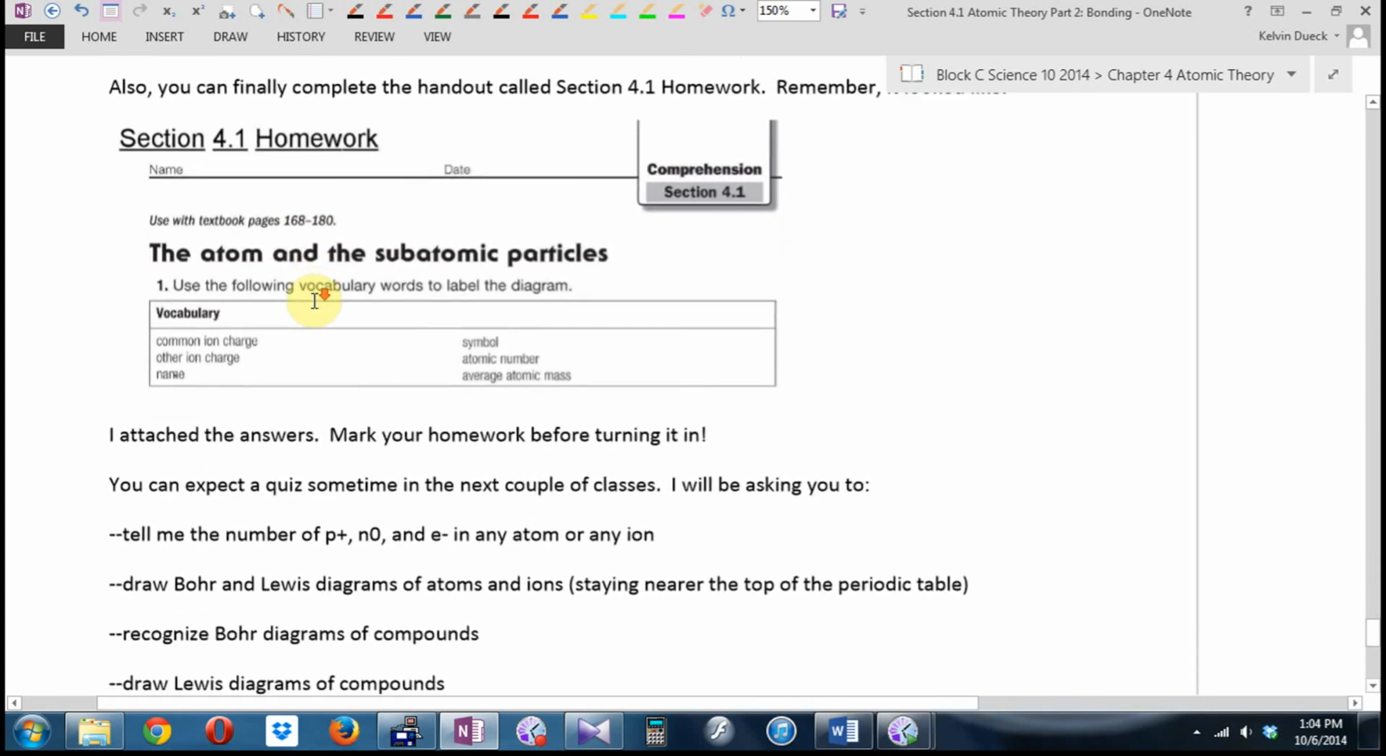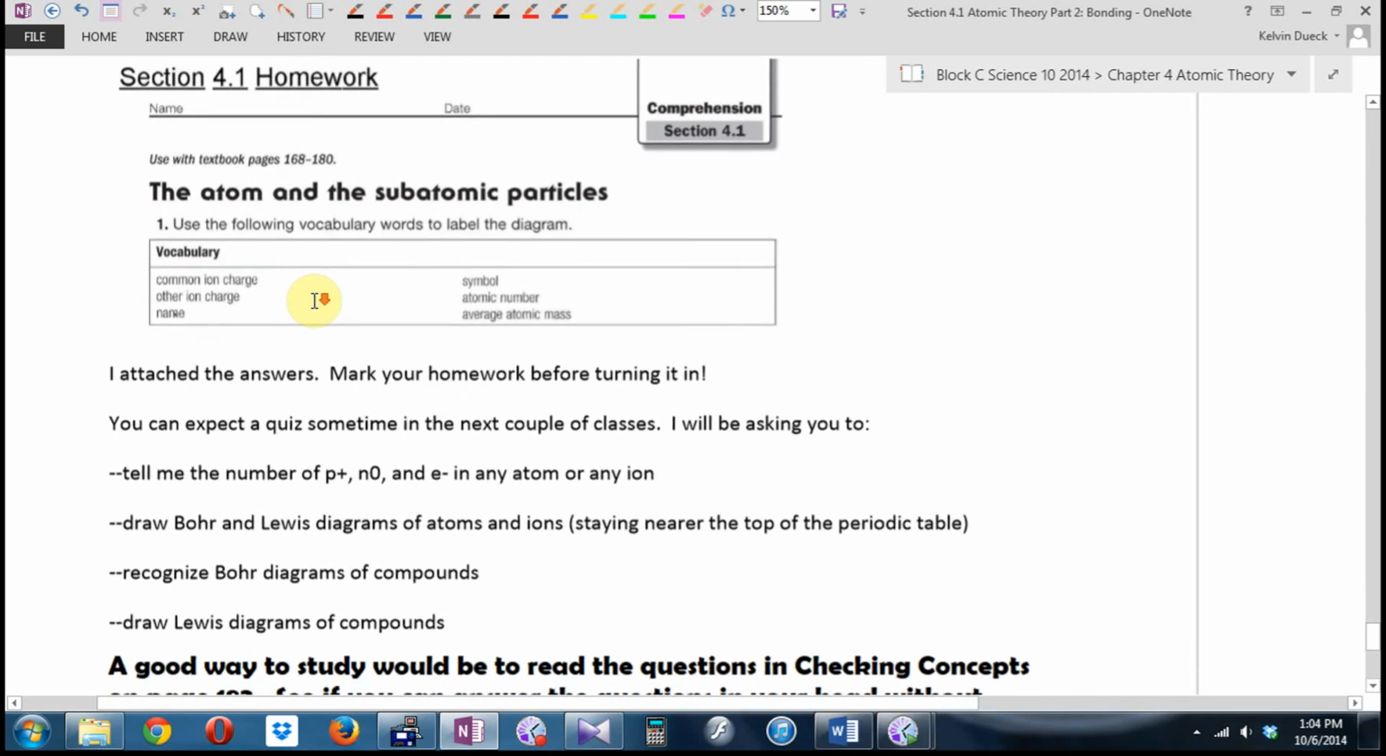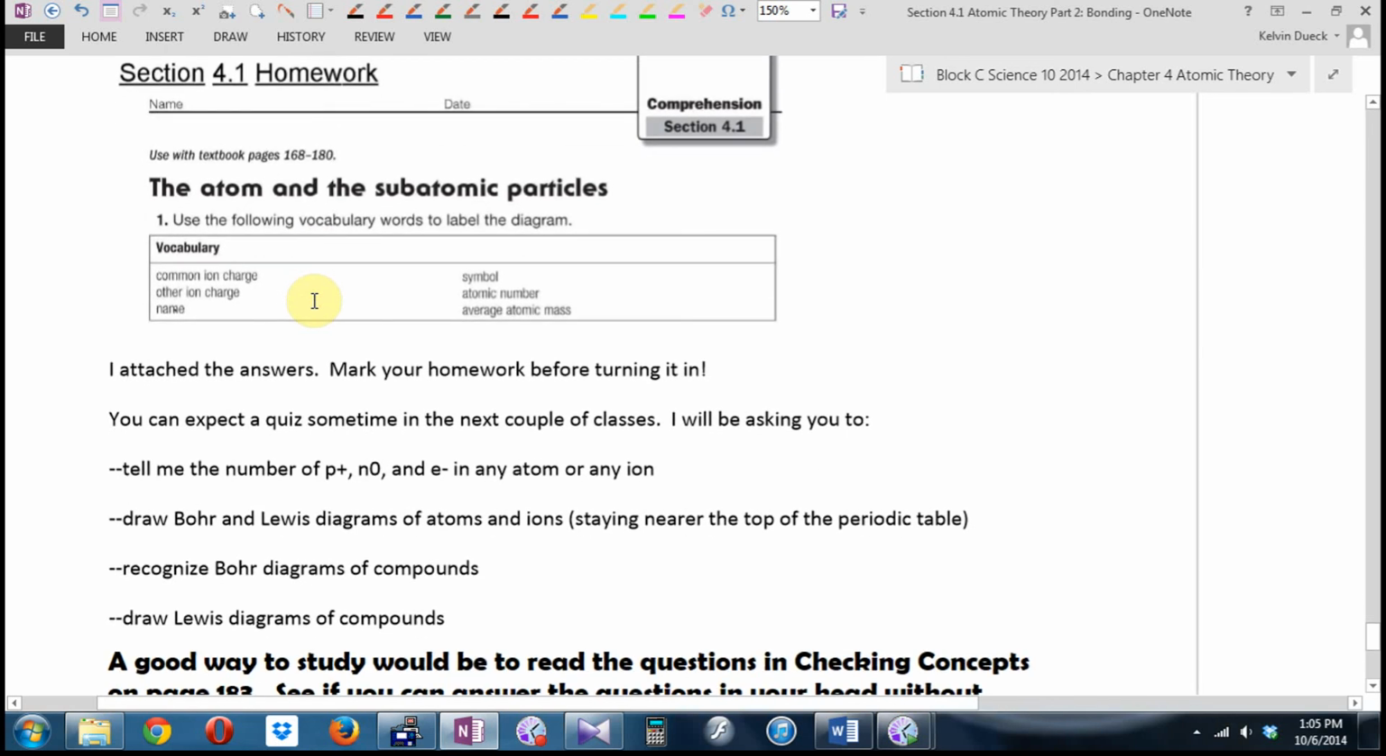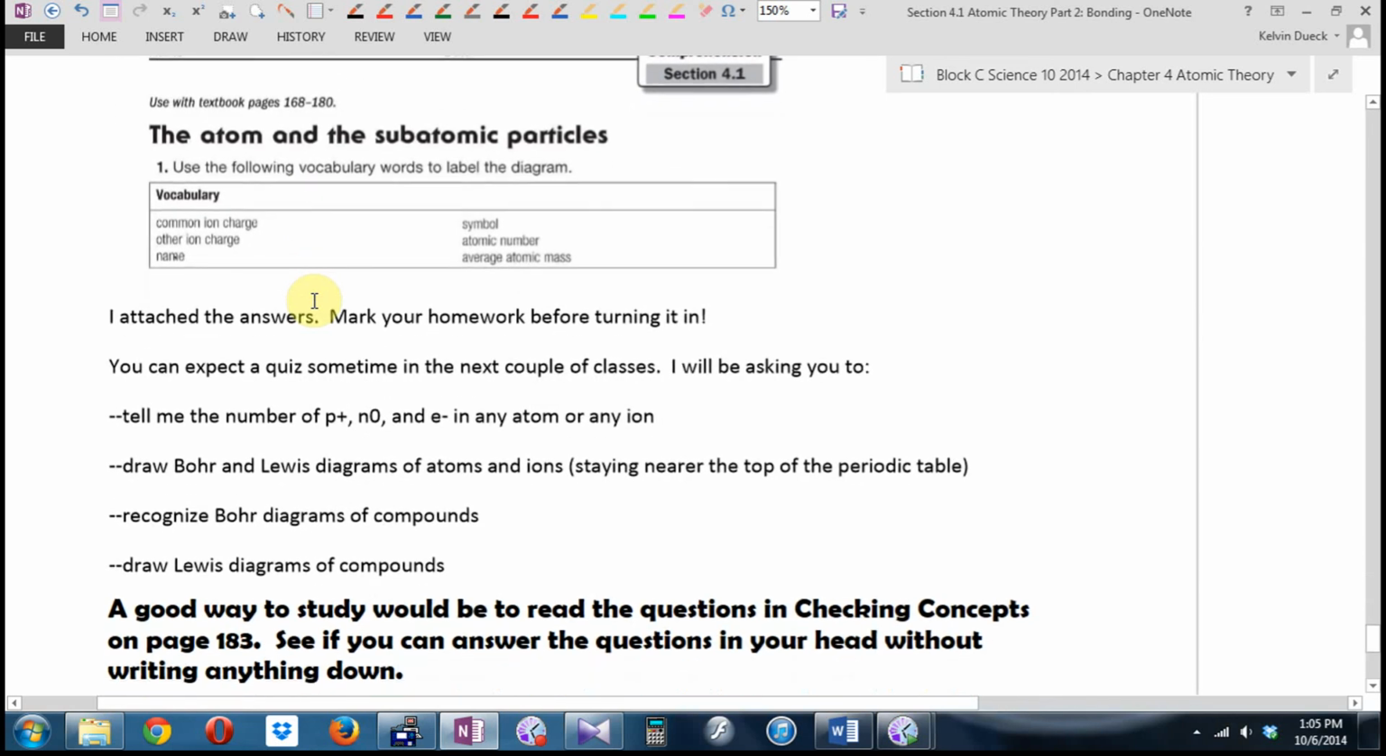You can expect a quiz sometime in the next couple of classes. I'm going to be asking you to tell me the number of protons, neutrons, and electrons in any atom or ion. Draw Bohr and Lewis diagrams of atoms and ions, but I'll stay near the top of the periodic table. Recognize Bohr diagrams of compounds, maybe draw an easy one. Definitely draw Lewis diagrams of compounds.